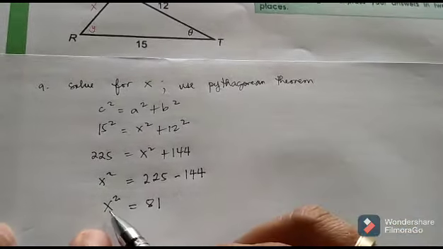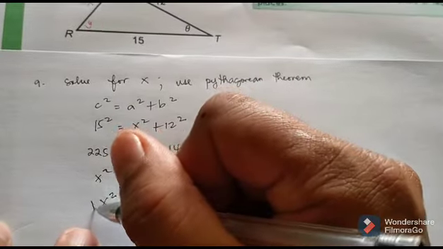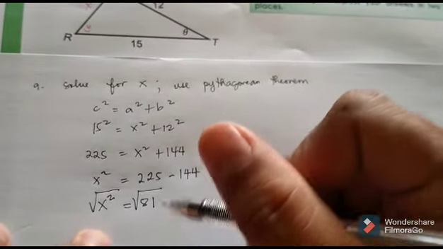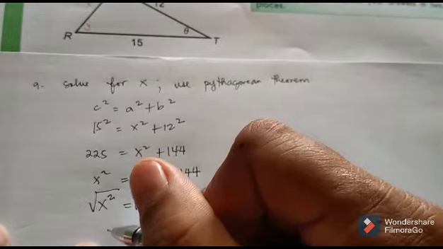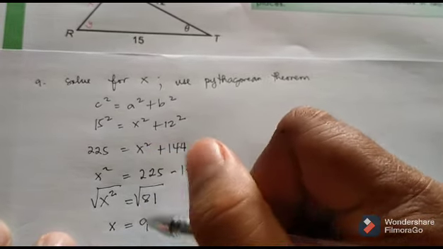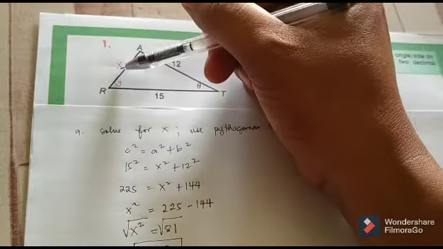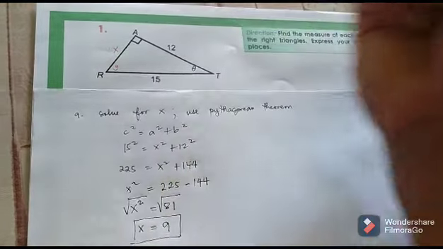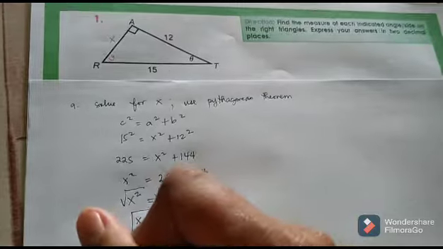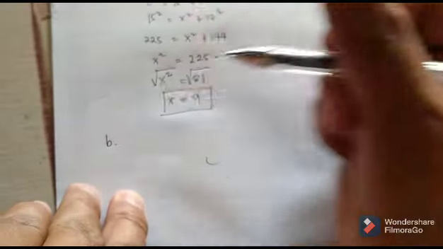But we are not going to end up there. Instead, we have to take the square root of x square and 81. So you would have x is equal to 9. So the value of x is 9. So this side here is 9. Now let's proceed to the second solution.